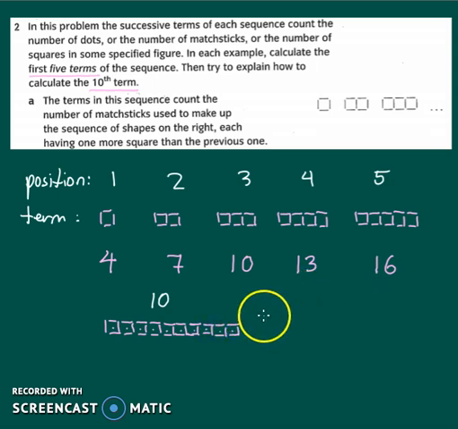So we had 4 to start off with, and then we added 3 9 times. What does that come to? 4 plus 27, and we have 31 matchsticks in that term. So that's one way to explain it, but you may have your own. Let's look at part B.